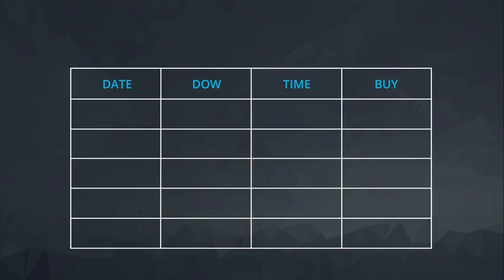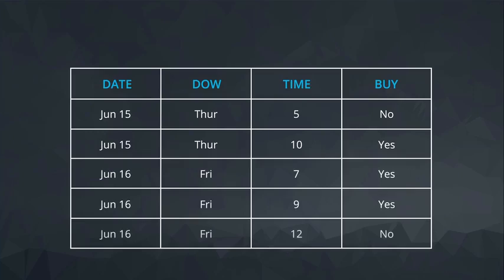Let's say we have a visitor on Thursday, June 15th. The visitor stays on our site for 5 minutes and doesn't buy an item. Then a second visitor visits the site on the exact same day for 10 minutes, and they do buy an item. Notice how each of these individuals has been added to our spreadsheet. We might have many more visitors, and we could update our spreadsheet accordingly.